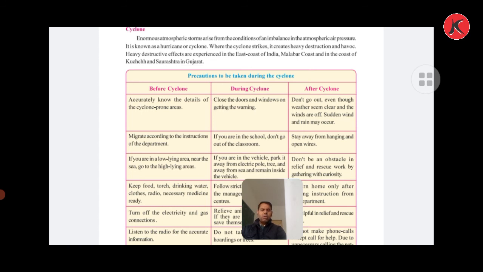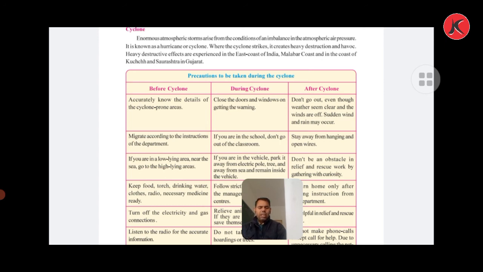Release animals from their hooks. If they are released, they can go and save themselves. Suppose we are farmers or we have pet animals at our house, at that time we have to release them. We cannot keep them tied there, because if they are released, then they can save their lives easily.